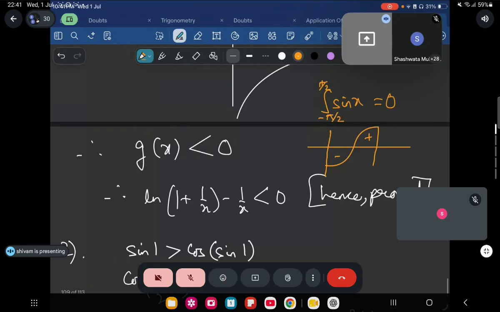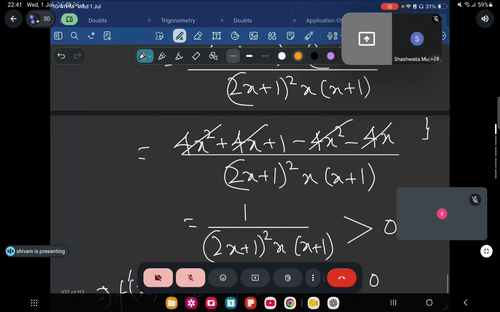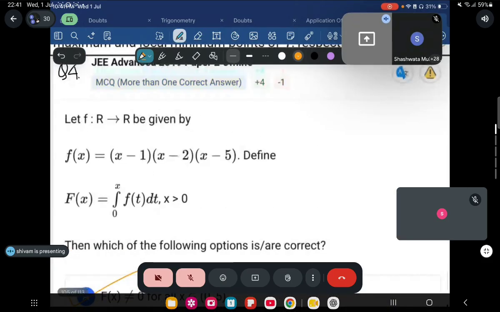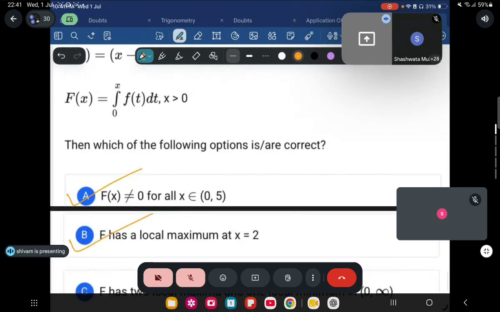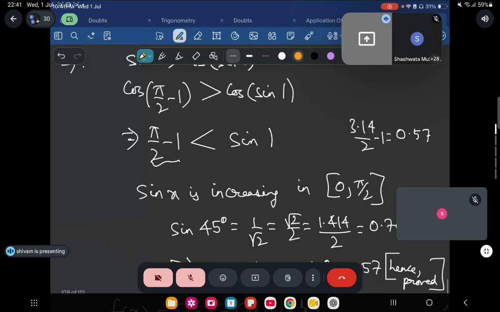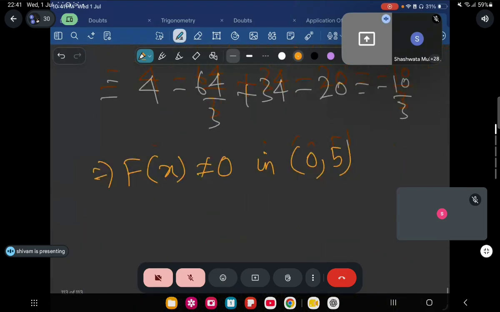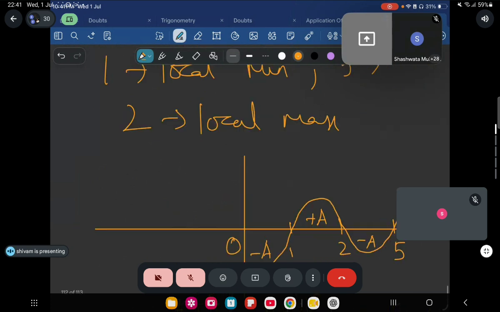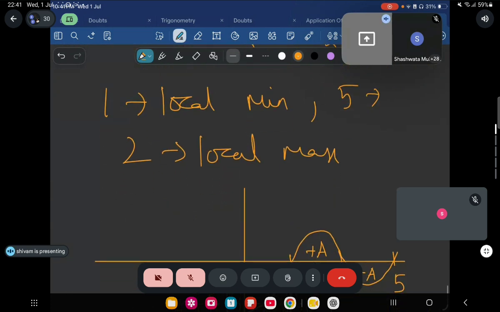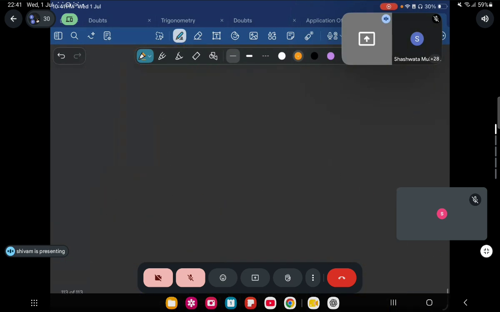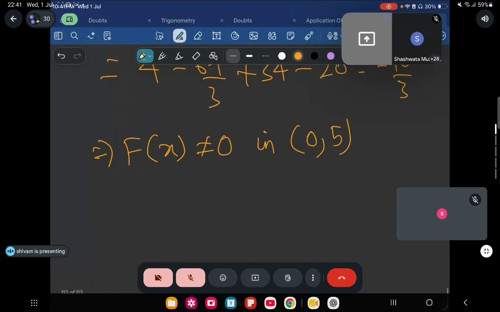So over here, the question only asked us that f of x will not be equal to 0 for all x belongs to 0, comma 5. So I took one negative area and one positive area and showed that f of x is not equal to 0. So again, if you add a negative area, it will definitely be not equal to 0. Is it clear? Tell me, Rishabh. Yes, sir.